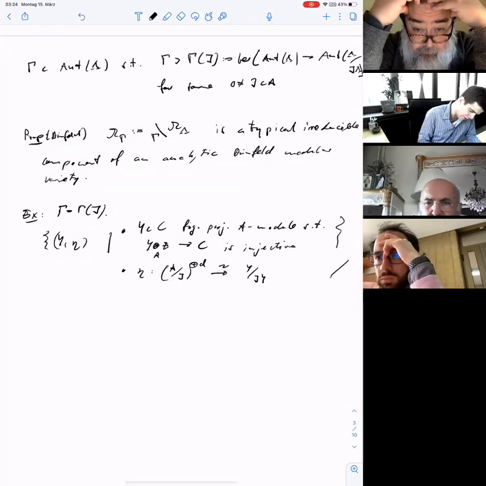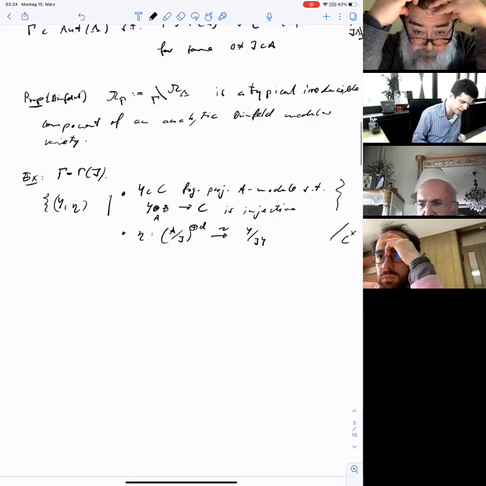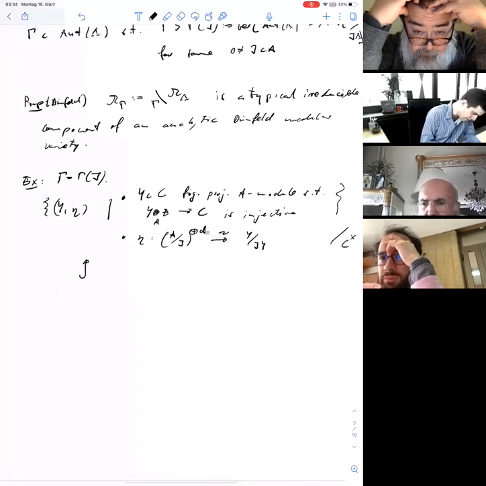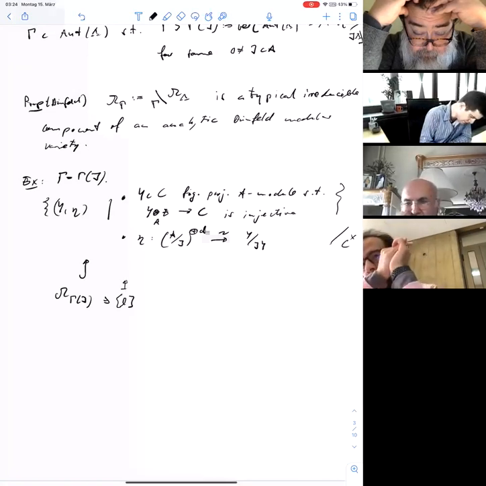And here you have a natural action again by the unit group of C and the quotient like this. But this is, as I said, the analytic Drinfeld modular variety, and omega gamma_J embeds into this. So how? We take a class represented by some linear form L, and we map this to the lattice L of lambda.